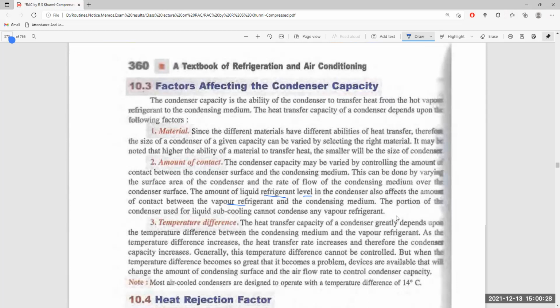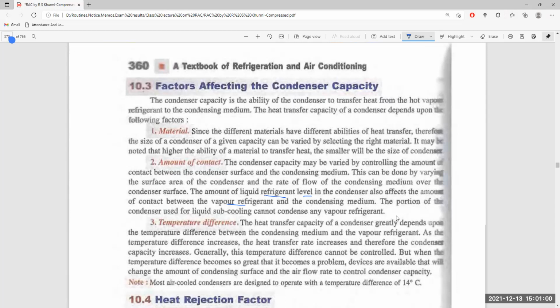As the temperature difference increases, the heat transfer rate increases, and therefore the condenser's capacity increases. With a high temperature difference, more heat will be transferred, so the condenser capacity also improves. Thus, the temperature difference cannot be controlled. But when the temperature difference is so great that it becomes a problem, the amount of condensing surface and the air flow can be changed to control condenser capacity.